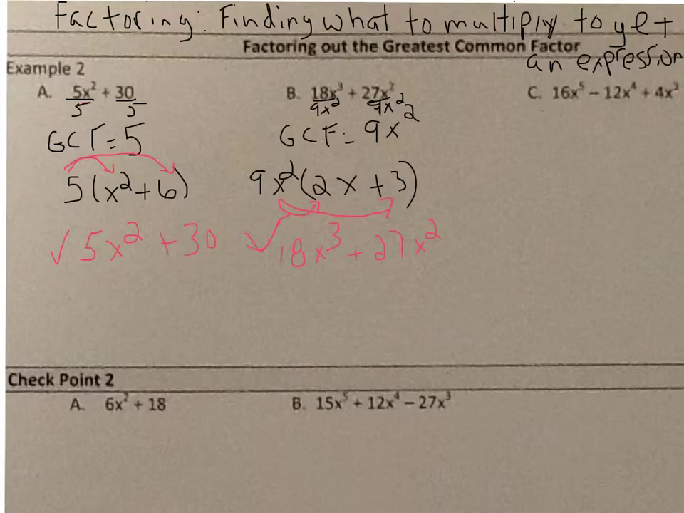Let's look at C. There are 3 terms. The process is still the same, you just have to do it one more time, and you have to look at all 3 numbers to find your greatest common factor. So, our greatest common factor.